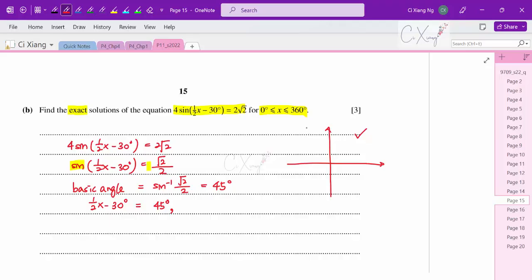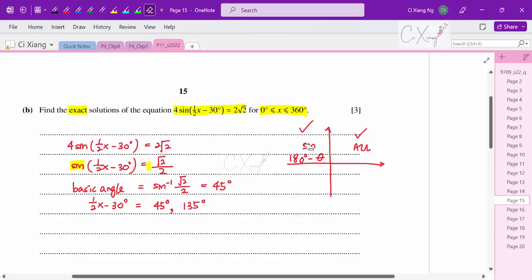Now we go to the second quadrant. For the second quadrant, we also have sine positive, right? Okay, so in the second quadrant sine is also positive. To get the answer from the second quadrant, it should be 180 minus the basic angle. So when I take 180 minus the basic angle, it should be 135. Then if you go through the other two quadrants here, we didn't get a positive sine value. Therefore, we will ignore the answers from the third and fourth quadrants.